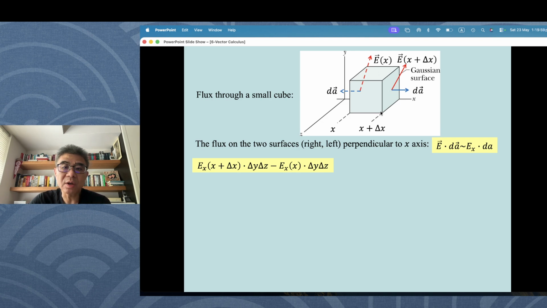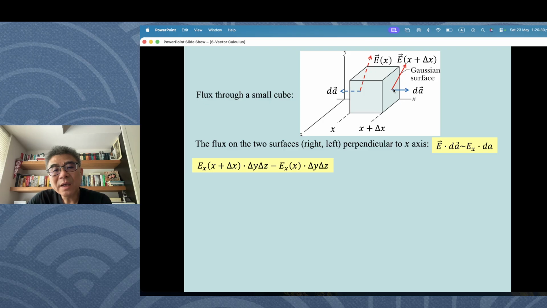For example, here I count the flux through the right-hand side and the left-hand side. By right-hand side and left-hand side, I mean the two surfaces perpendicular to the x-axis. So it is this one with the dA here, and this one, the left-hand side, with the dA here. Okay, so for the right-hand side surface square, and both of them are square. That's why it is easy to calculate.